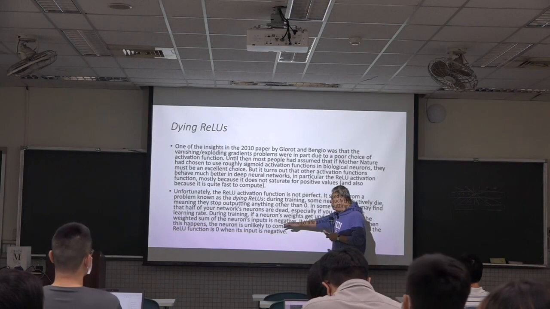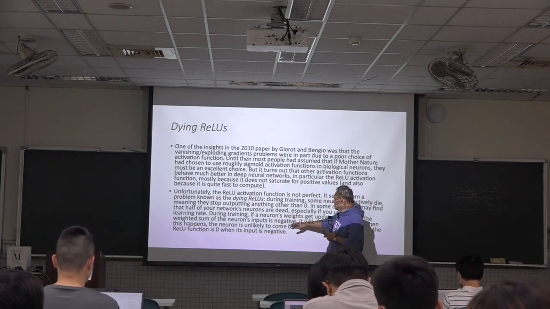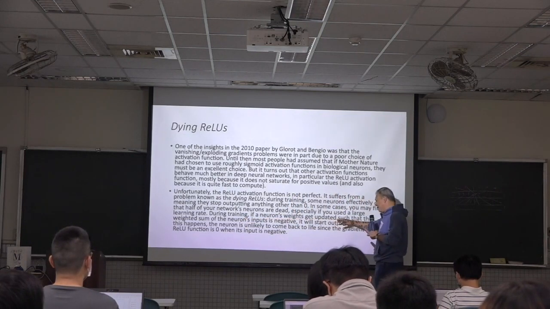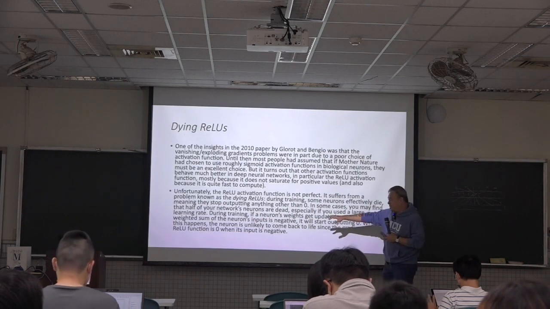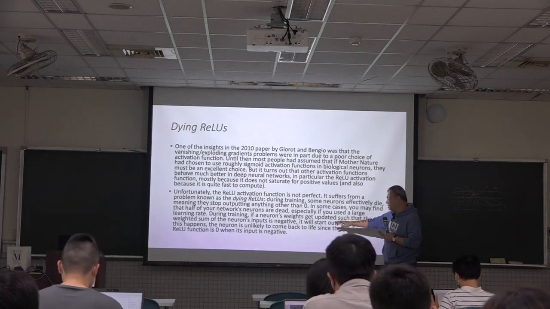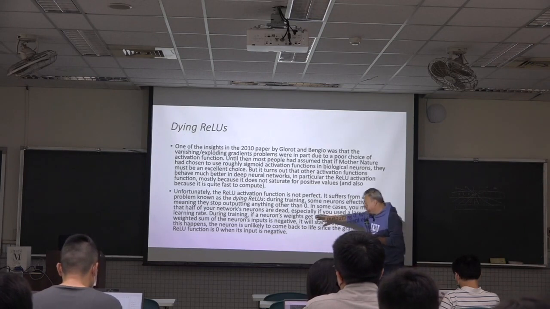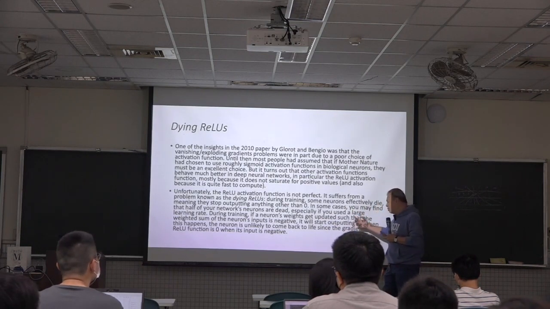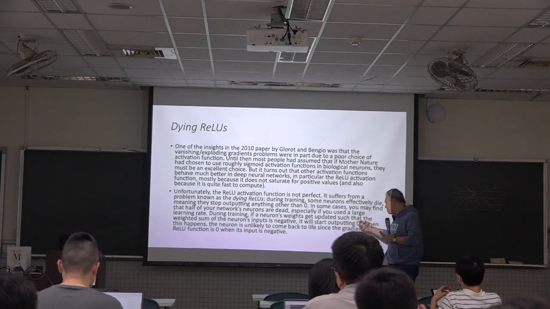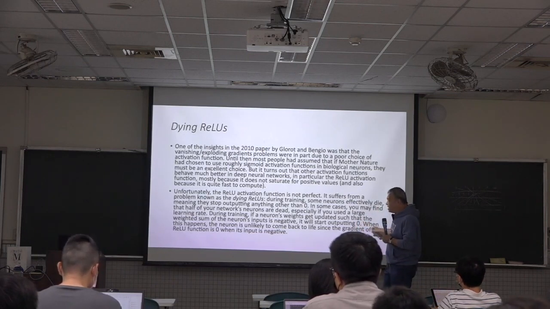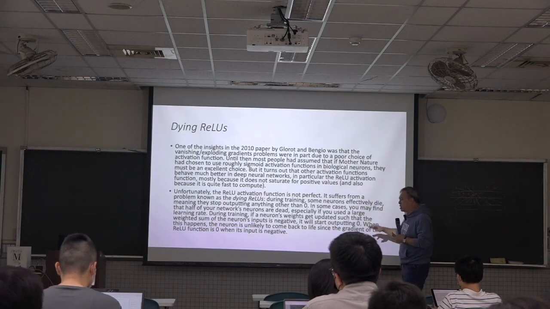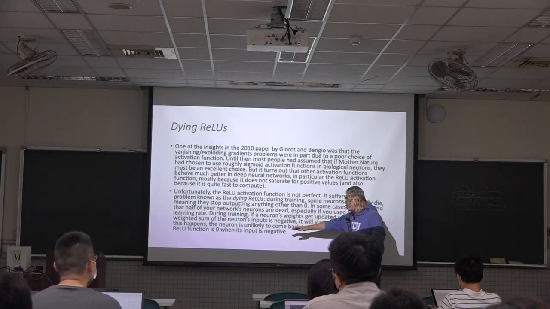But the issue is, during training, if a neuron's weights get updated such that the weighted sum of the neuron's input is negative, it will start outputting zero. That's exactly what I just mentioned, and it contributes to half of the neurons being dead. That's part of the reason. But when this happens, the neuron is unlikely to come back to life, since the gradient of the ReLU function is zero when its input is negative.